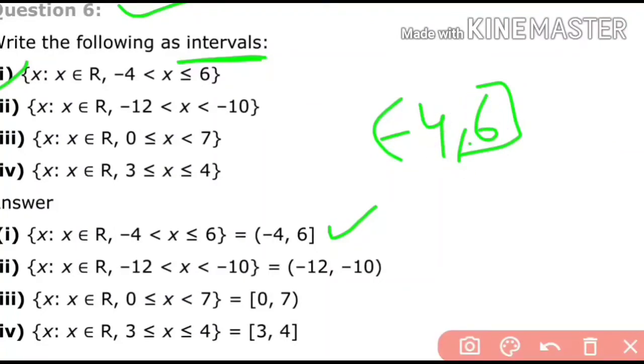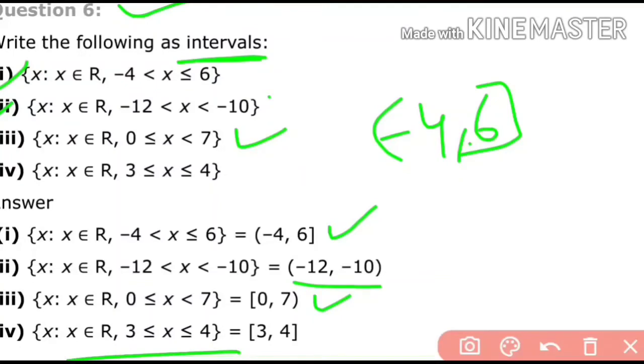Next question: x such that x belongs to R, x is greater than -12 and less than -10. It is open from both sides, so you write an open bracket -12 to -10, which means all the real numbers between -12 and -10 are included here. Third, similarly, we have x such that x belongs to R and x is greater than or equal to 0 and less than 7. So it is open from the right hand side. You can write a closed bracket 0, 7 and an open bracket.